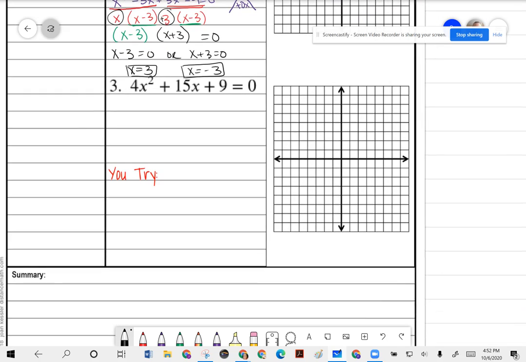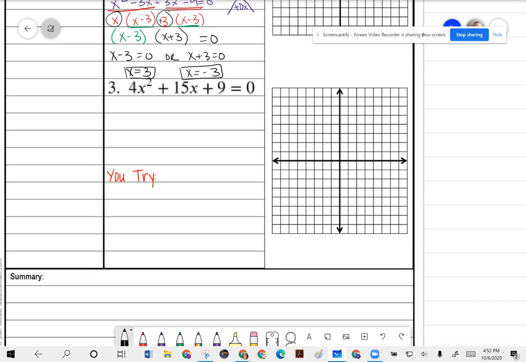So let's take a look at number 3. We're going to factor this. I would need to find what two numbers multiply to 36x squared and add to 15x. Well, that would be 9x and 4x. So then I'm going to rewrite the 15x as these two numbers. So I've got 4x squared plus 4x. I'm just putting this 4x over here because I noticed that the 4 is there, but it really doesn't matter which side you place it.